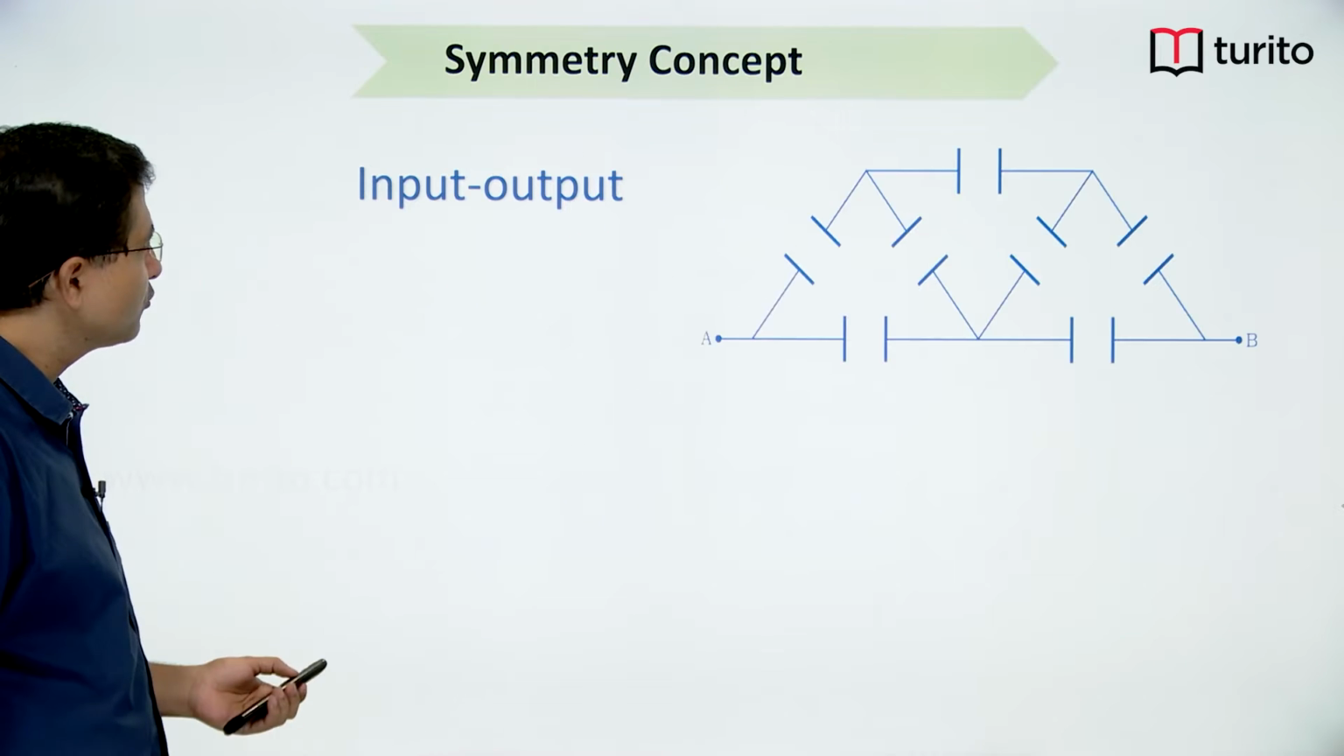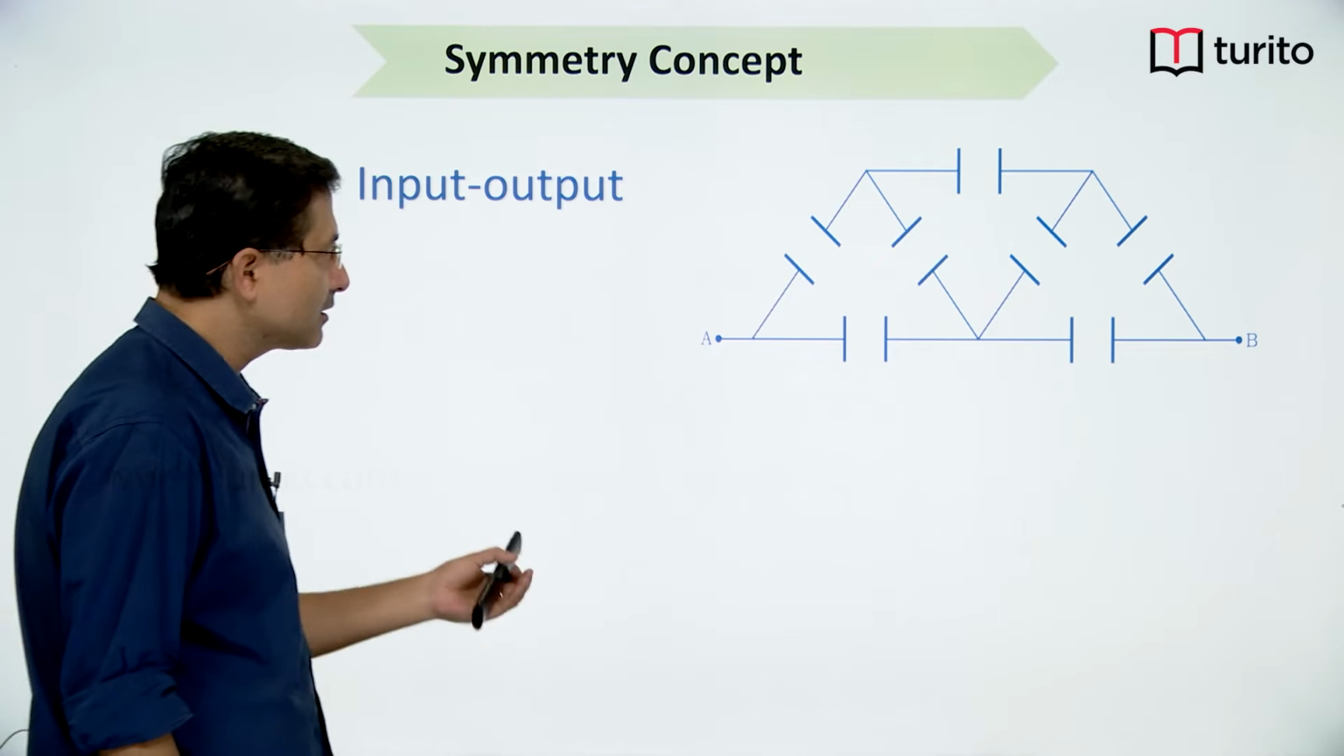So in our last class we have seen the concept of symmetry, and with the help of symmetry we can easily solve the question. We talked about input output symmetry and folding symmetry. So this is just a recap. So input output symmetry, what I told, look at this circuit.